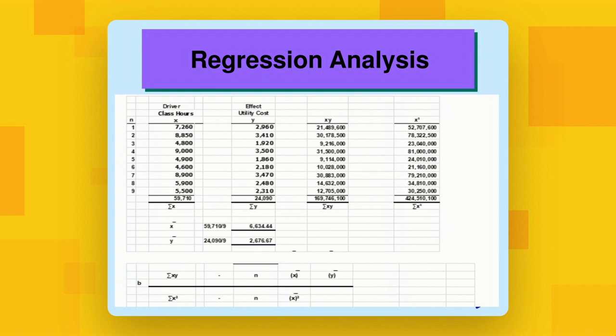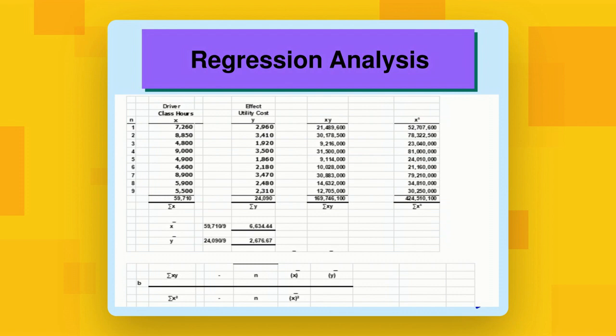Million pala to, 746 times 100. Okay. So that is the summation of XY. Next one, you also have your X squared. So, in terms of your X squared, you have 7,200 times 7,200, you have 52,707. 8850, ganun din, to be multiplied by itself. And the answer here is 78,322,500. And so on and so forth.